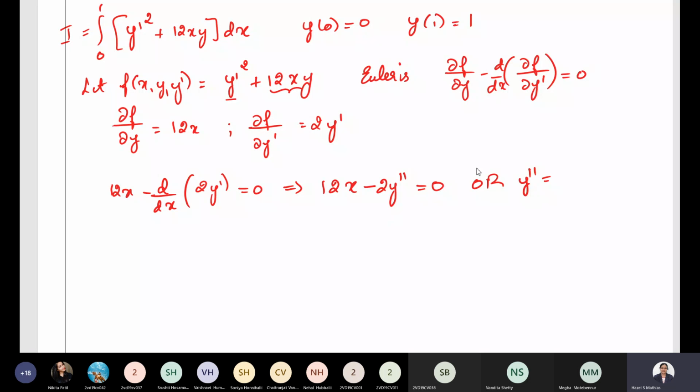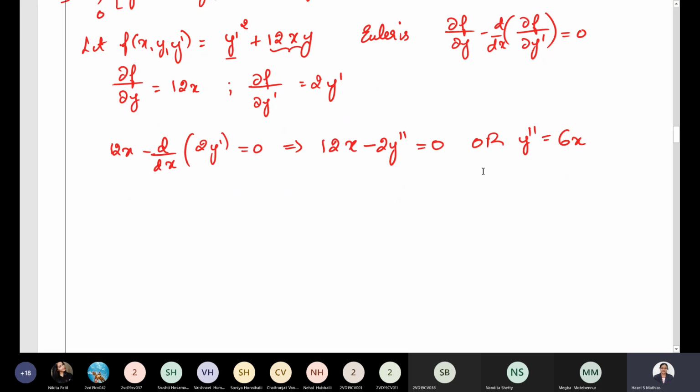When we divide throughout by 2 and rearrange the terms, we get y double dash is equal to 6x. Now from this we need to find y of x. Our ultimate goal is to find y of x. So y double dash is directly given over here.